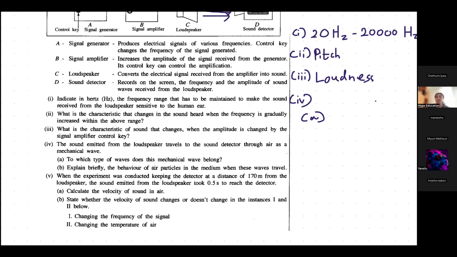Mechanical waves means transverse waves and longitudinal waves. So sound belongs to, yes, longitudinal waves.